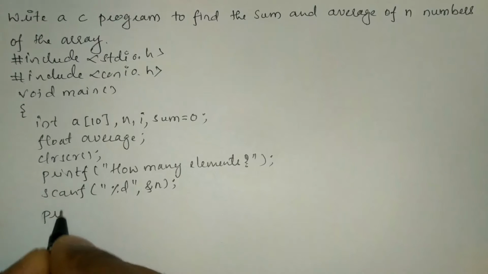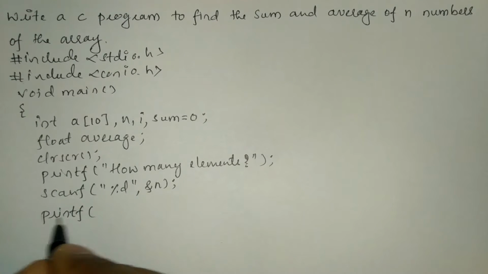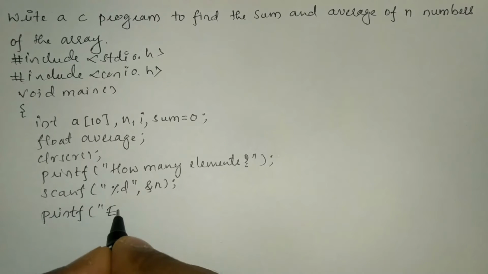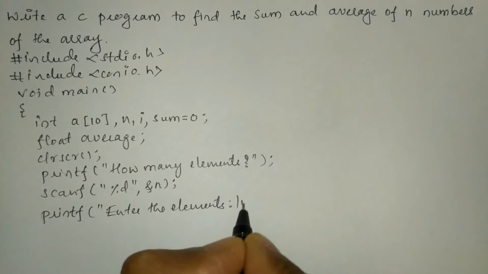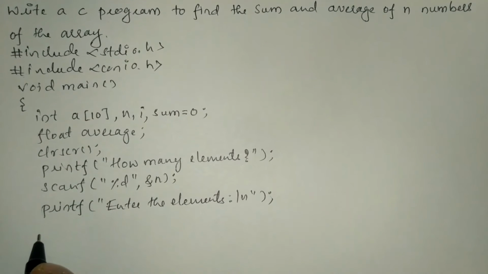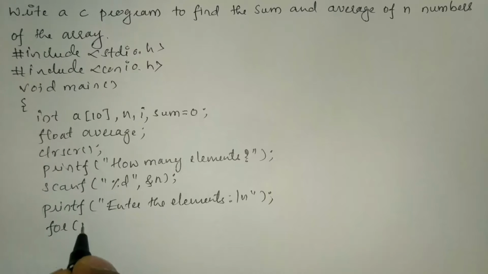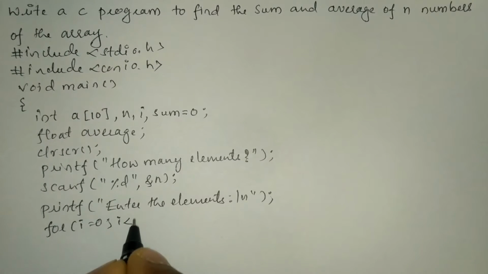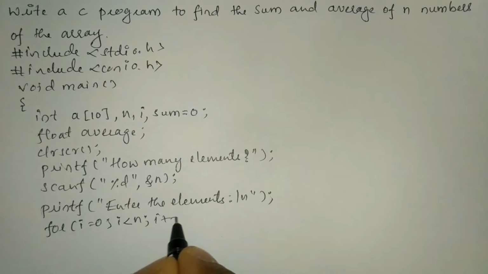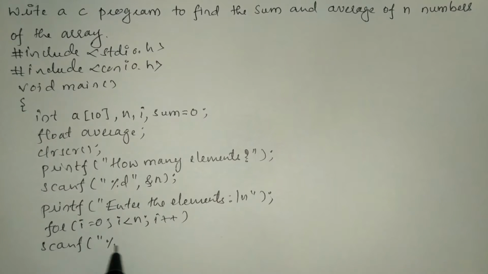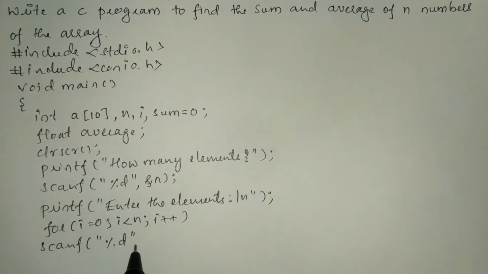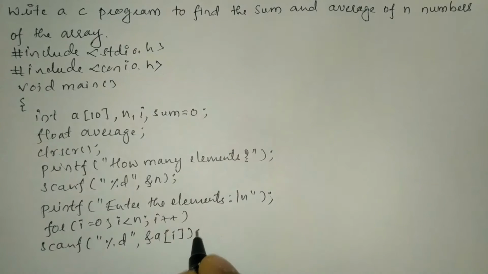Now we'll ask the user to enter the elements one by one using a printf statement. In double quotation marks we'll write enter the elements, backward slash n, end the double quotation mark, put semicolon. Next, the iterative statement: we'll use for i is equal to 0, i is less than n, then i plus plus. So using the scanf statement, we are going to receive each element at a time. Here in double quotation marks, we'll write percentage d format specifier and then put comma. Here we'll write ampersand a of i and put semicolon.